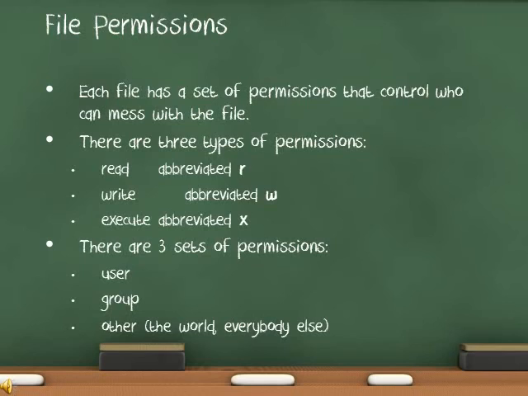File permissions. Each file has a set of permissions that control who can mess with the file. There are 3 types of permissions: read, abbreviated R; write, abbreviated W; execute, abbreviated X. There are 3 sets of permissions: user, group, other, the world, everybody else.